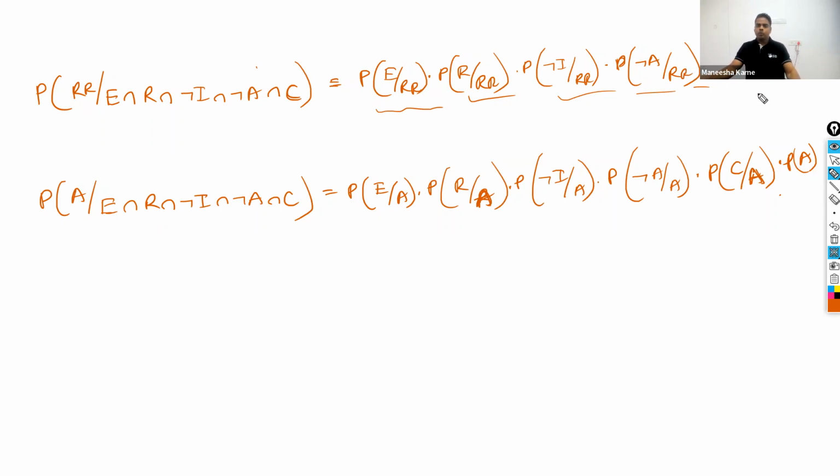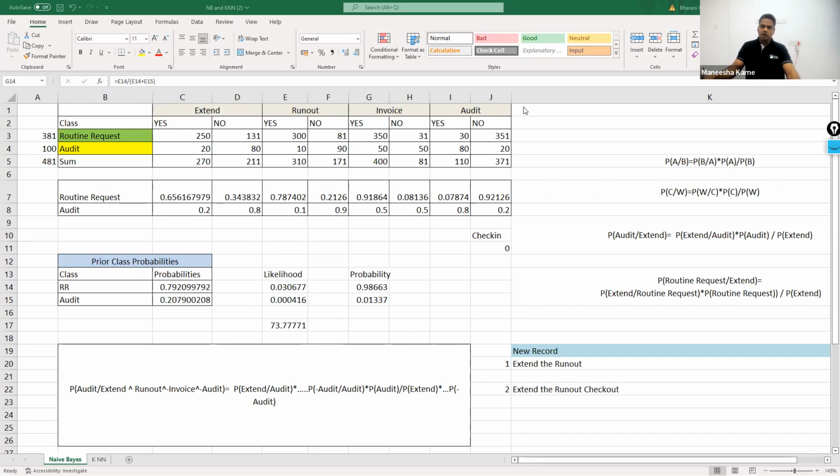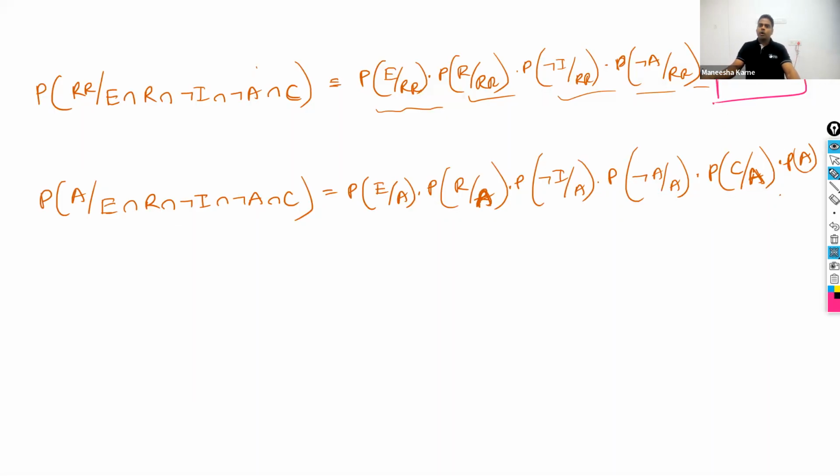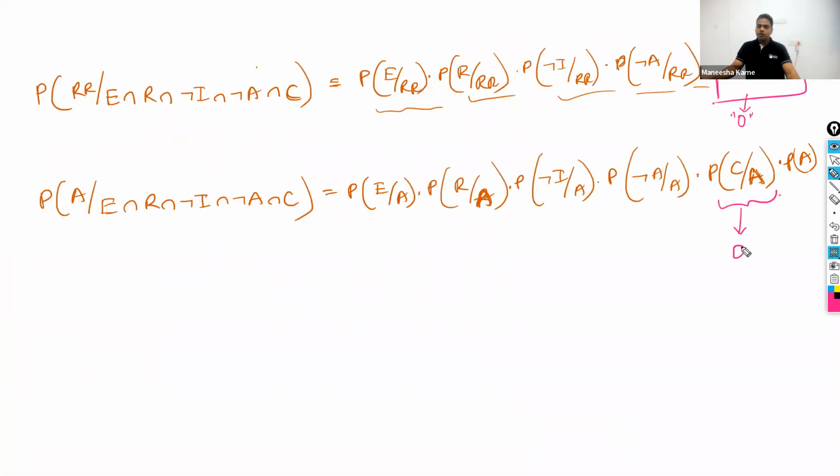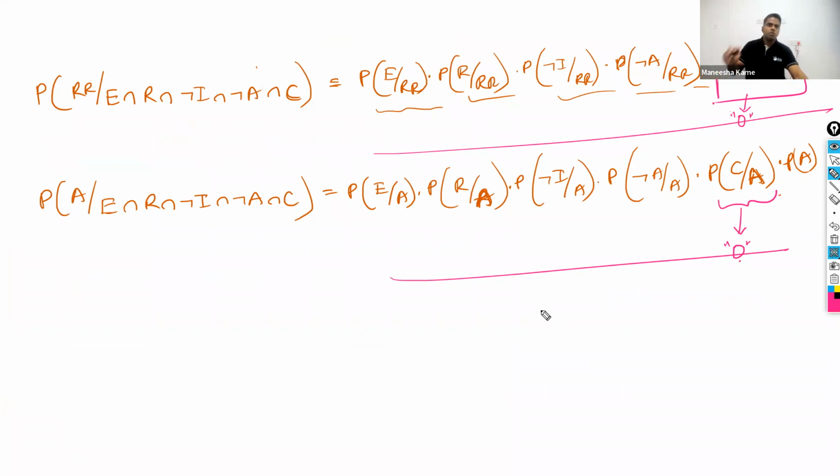Now, all these will have probabilities. What do you think will be the probability pertaining to this? The word checkout never appeared in your historical data. So what will be the probability of having the word checkout given routine request? 0. The word checkout was never appearing in your historical data. In audit, do you see the word checkout? So what is the probability of that appearing? 0. 0 multiplied by anything will become 0. So all the results will become 0, 0, 0 throughout. All the probabilities will become 0 throughout.